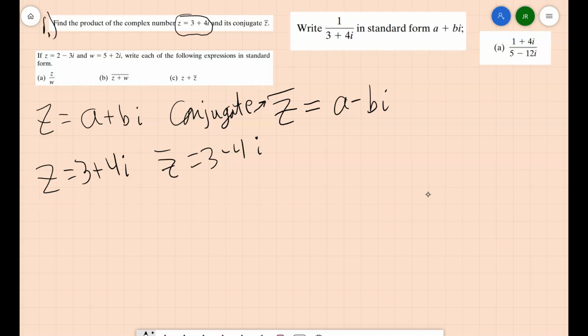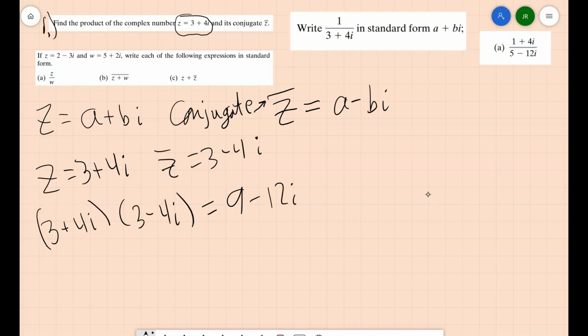And it wants me to find the product of those. So I've got to say 3 plus 4i times 3 minus 4i. All right, so that's going to be 3 times 3 is 9. 3 times negative 4i is negative 12i. 4i times 3 is positive 12i. And 4i times negative 4i is negative 16i squared. All right. Now, remember what i squared is? It's negative 1. So that negative 16i squared becomes what? Plus 16, because negative 16 multiplies with negative 1, it's going to become plus 16.